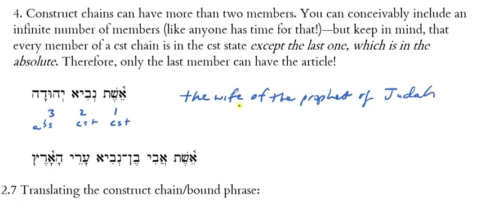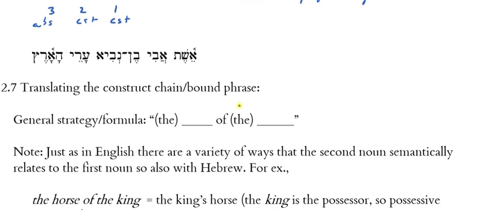Look at this next example. This is a rather lengthy construct chain. I have 1, 2, 3, 4, 5, 6 members of the construct chain. Eshet is the construct of Isha. Avi, father, is the construct of Av. Ben is the construct of Bain. Navi is the construct of Navi. Areh is the masculine plural construct of Arim, which is the word cities. And finally, I have Haaretz, which is the absolute form of the land.